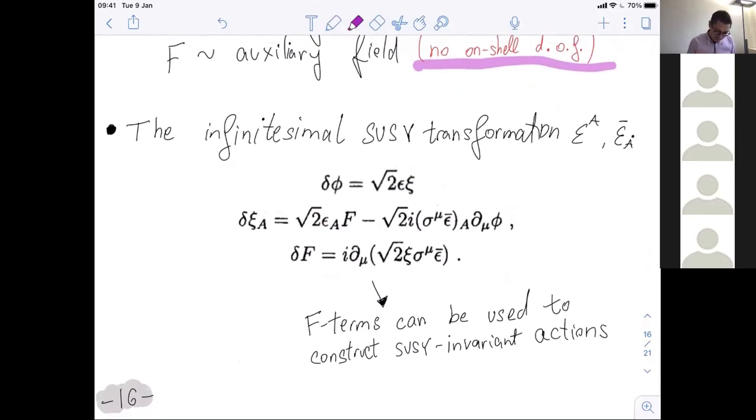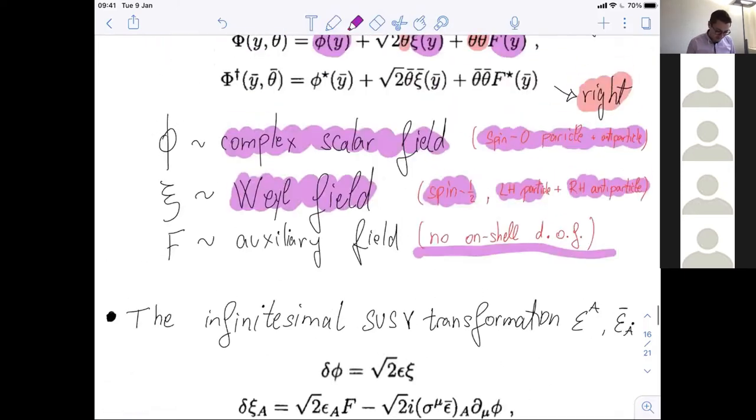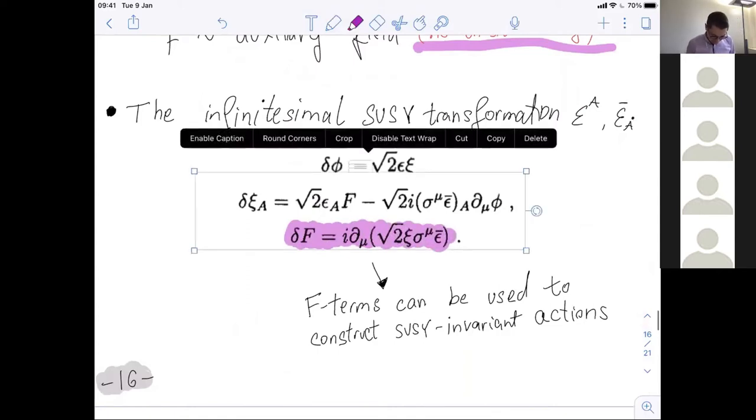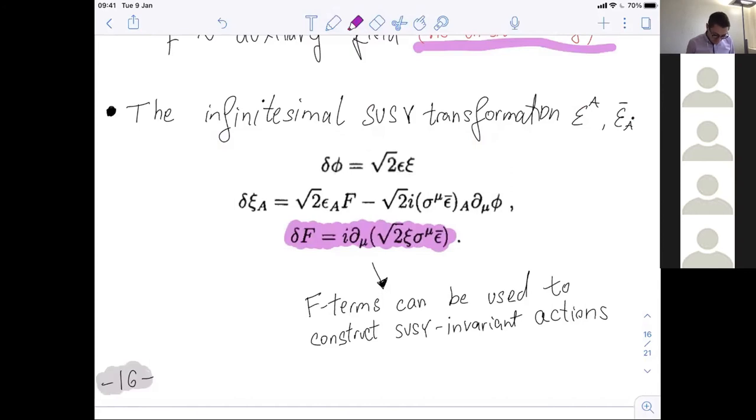Now you can do the SUSY transformation of the chiral superfield, and this is how each component individually transforms. This is a very important point here. The F term is invariant up to a total spacetime derivative. So the F term transforms into itself plus a total derivative.